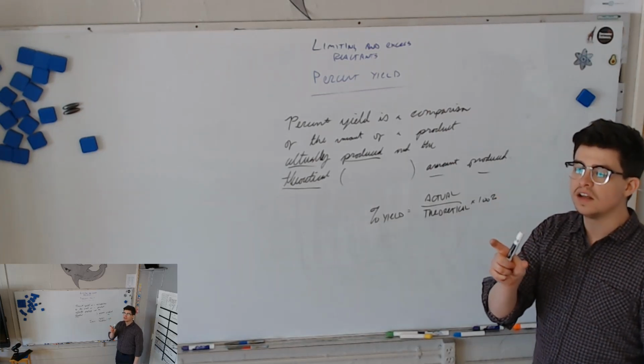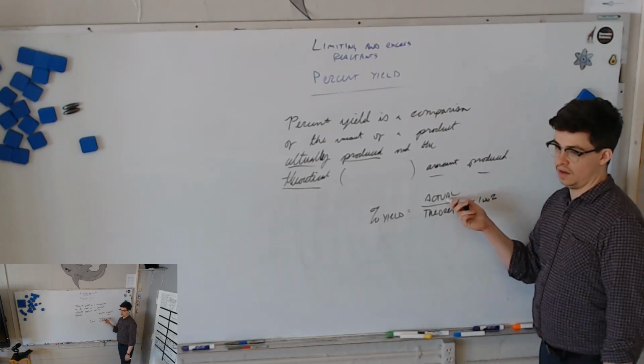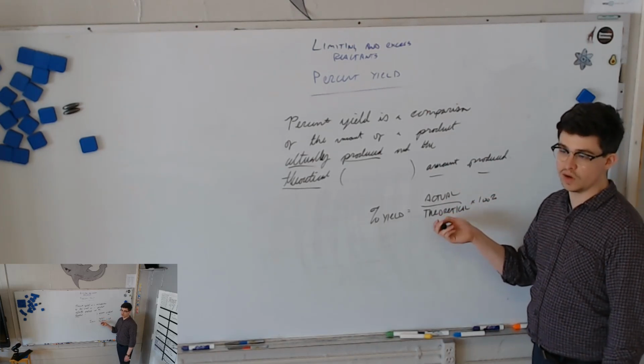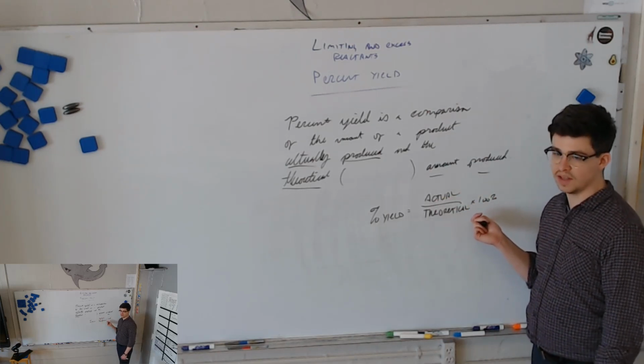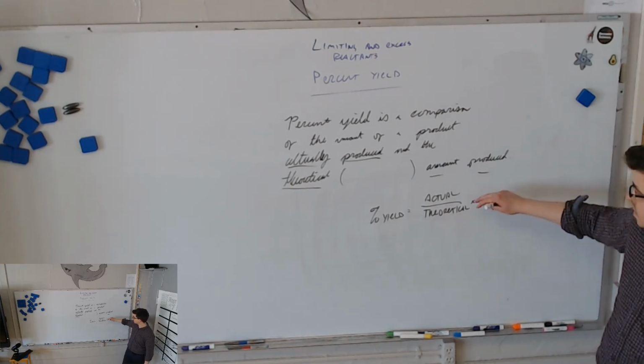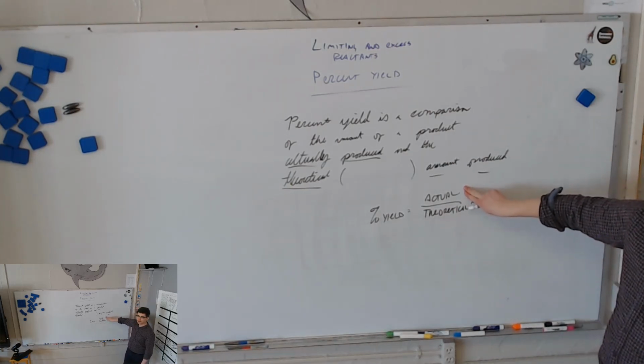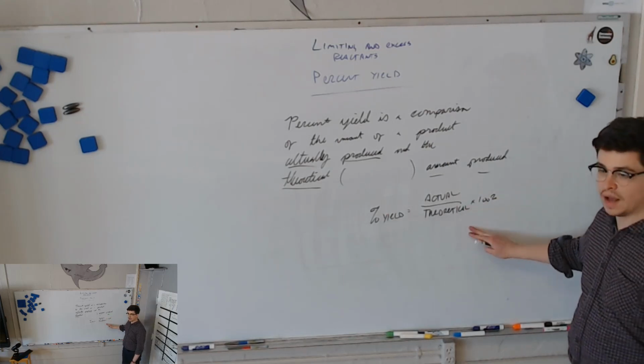Let me say it again. If you get maybe a 10 out of 20, there are 20 points possible. You got 10. That's 0.5 times 100, is 50%. You use this all the time. So all it is, is comparing how much you actually got from a reaction to how much you theoretically could have gotten.